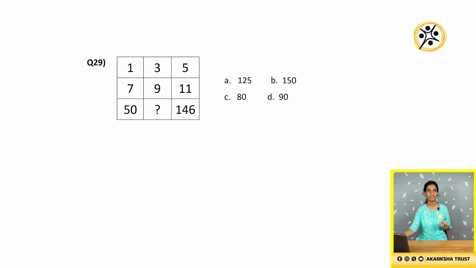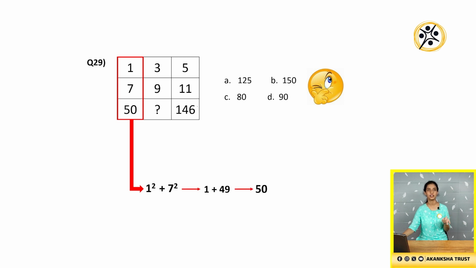Let's check the next example. Here also we have the missing number in the same position. Let us try to find the relationship here in terms of the first column. We have the entries as 1, 7 and 50. If we try to find the square of it, 1 square is 1, 7 square is 49. When you sum those up, we get the answer as 50, and we can find it here.